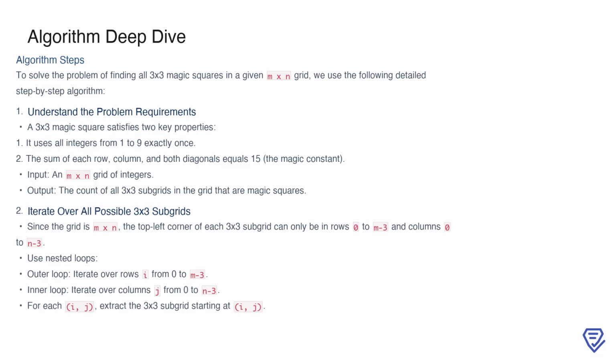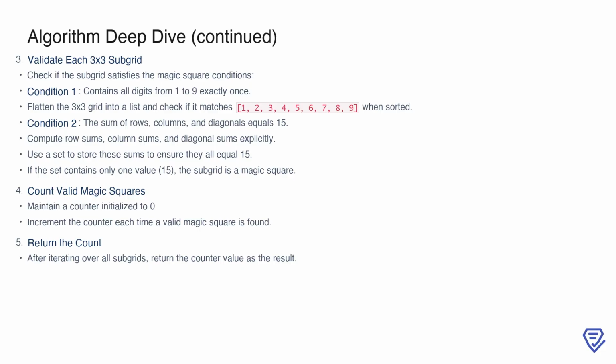Once we have extracted a 3 by 3 subgrid, the next step is to validate whether it satisfies the magic square conditions. The first condition is that the subgrid must contain all digits from 1 to 9 exactly once. To verify this, we flatten the 3 by 3 subgrid into a single list and check if sorting this list results in the sequence 1, 2, 3, 4, 5, 6, 7, 8, 9.